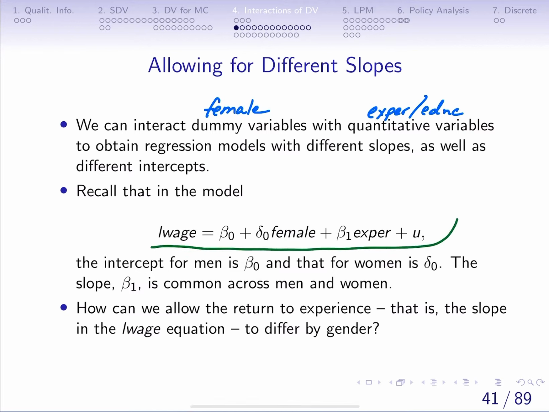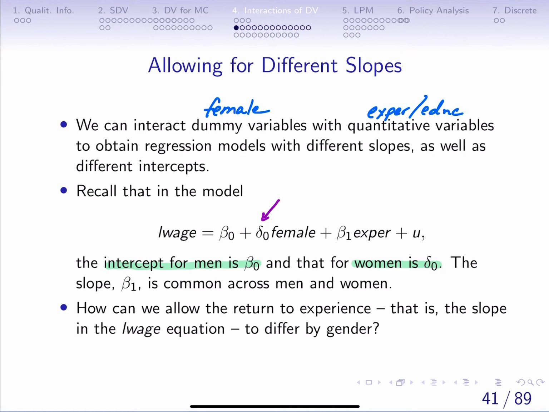For that, we'll start with the regression model that we had introduced before. This is a pretty simplistic way of explaining the variation in wages, where we're saying that the variation in wages can be explained based on gender and experience. In this model, the intercept for men is beta naught and that for women is delta naught, and we're hoping to find some significant difference between men and women.